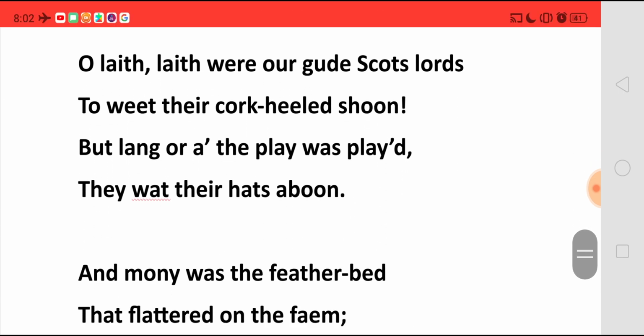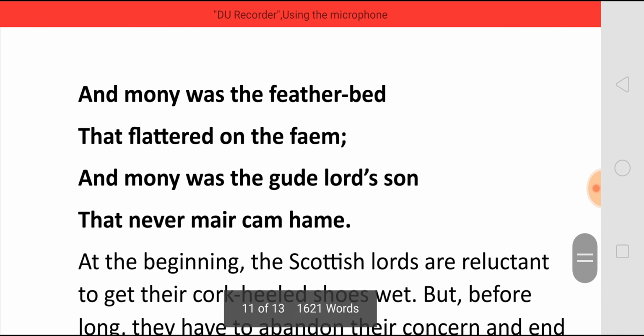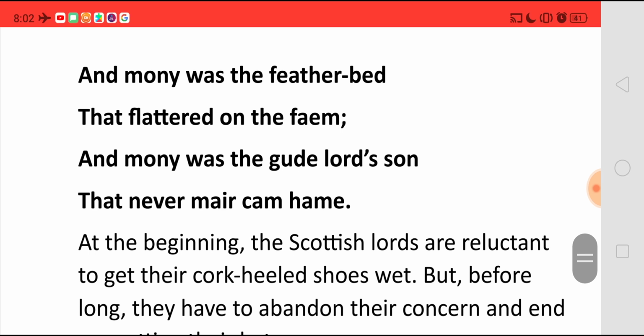"Oh, laith were our good Scots lords to wet their cork-heeled shoon, but long or ere the play was played, they wet their hats aboon. And many was the feather bed that floated on the foam, and many was the good lord's son that never came home."